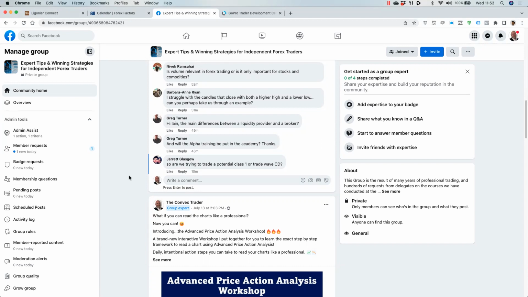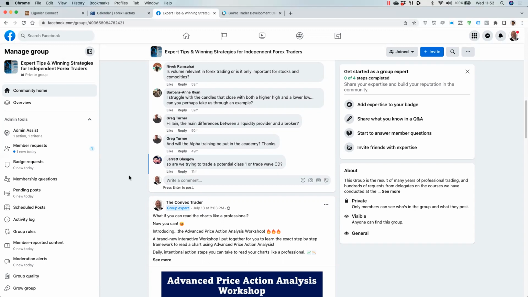Barbara Ann is struggling with candles that close both a higher high and a lower low. Yes, I can do that, no problem. So that would be like an engulfing candle. So we can check that out. If we don't do it today, then we'll do tomorrow. I see you are signed up for tomorrow.